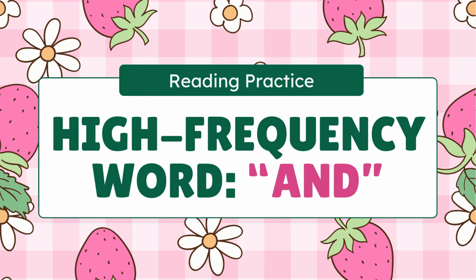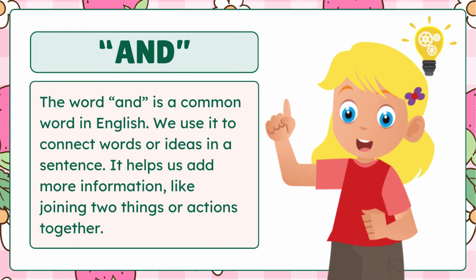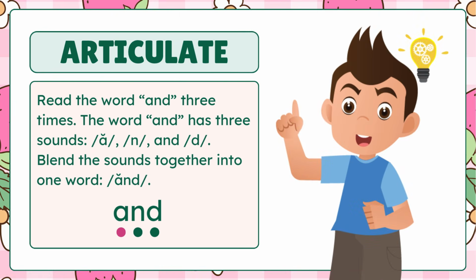Let's get started. The word, and, is a common word in English. We use it to connect words or ideas in a sentence. It helps us add more information, like joining two things or actions together. Read the word and 3 times.